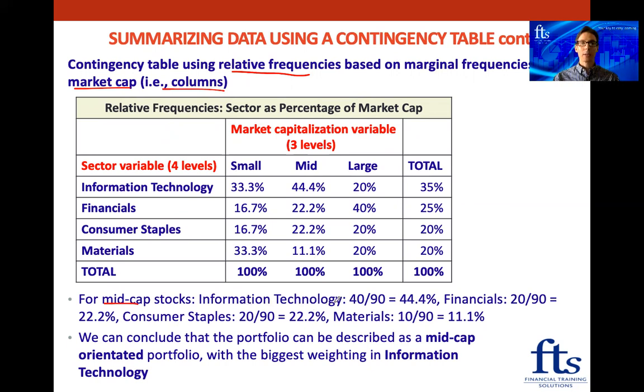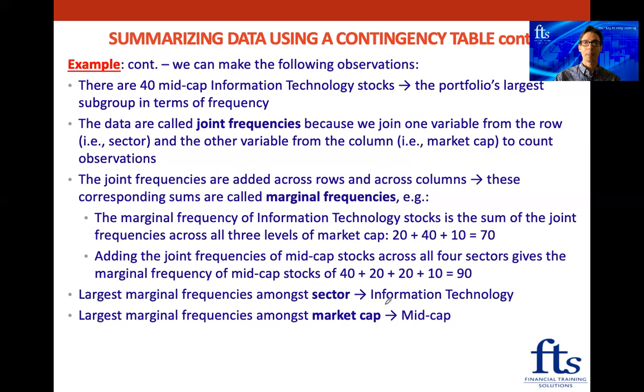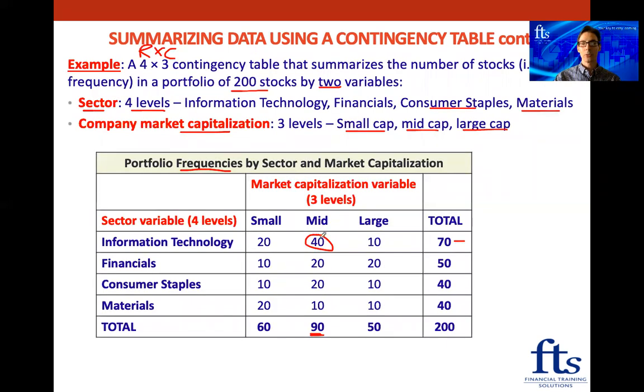So let's do it then for IT first. Remember the IT, there were 40 of them, and there was a total of 90 mid-cap stocks. So there we go, it's 40 over 90. Now we're doing the relative frequency for the column. So for IT, it's going to be 40 over 90. For financials, it'll be 20 over 90. Consumer staples also 20 over 90, and materials will be 10 over 90. There we get the percentages then for that column.